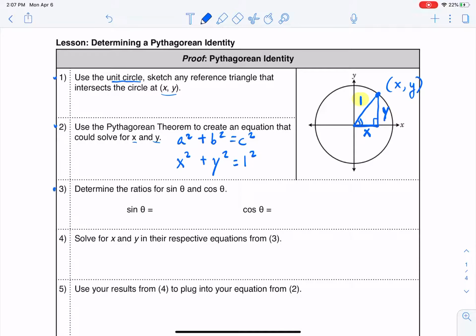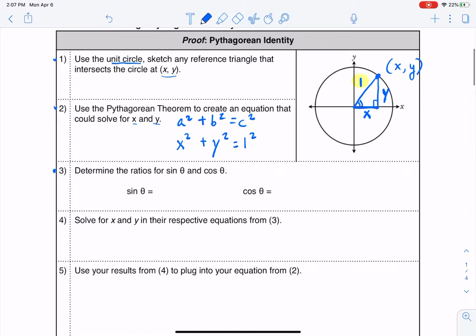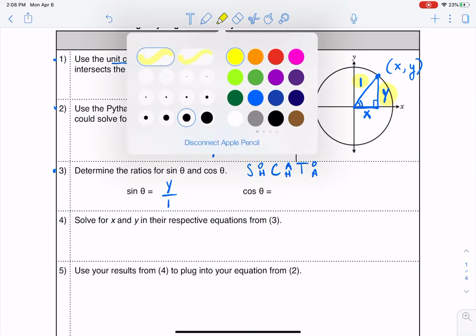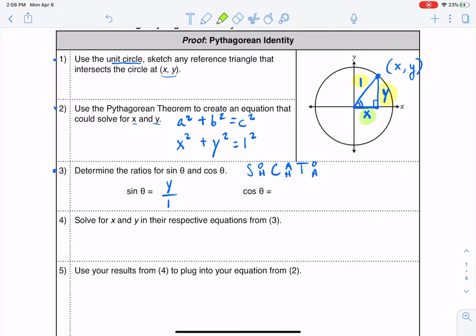Okay, so part 3. Determine the ratios for sine of theta and cosine of theta. So just as a quick reminder, sine is opposite over hypotenuse, cosine is adjacent over hypotenuse, tangent is opposite over adjacent. So using this triangle that I have here in my diagram, sine is opposite over hypotenuse. So we're going to write that as y over 1. Cosine is adjacent over hypotenuse. So we'll write that ratio as x over 1.